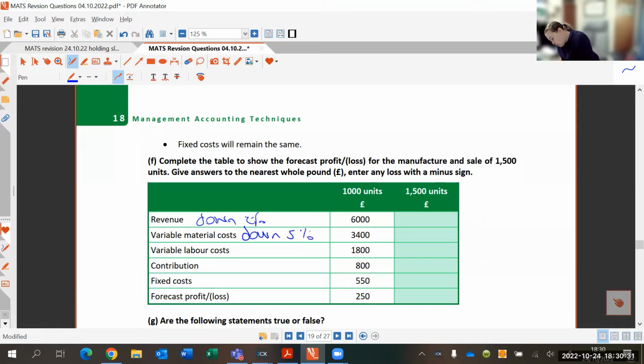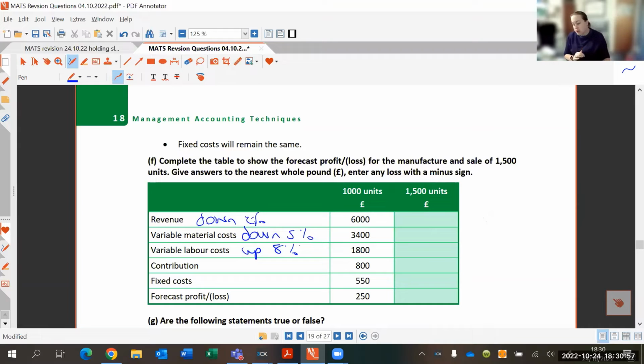Sorry, I should have thought about this before I did it, but I just want a bit of space on the side. So we've been given the data for 1,000 units, but we need to make some adjustments for 1,500 units. Now, ordinarily, this would be really nice and straightforward because we generally be doing kind of flexing of the budget, but that will come in a different task. We've got to factor in the changes in the price.